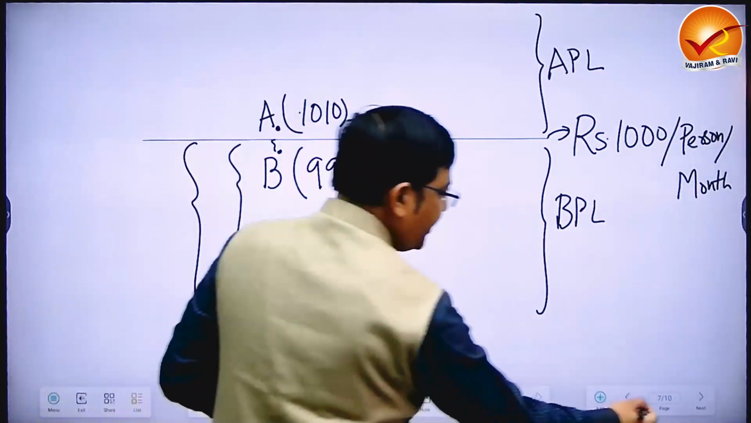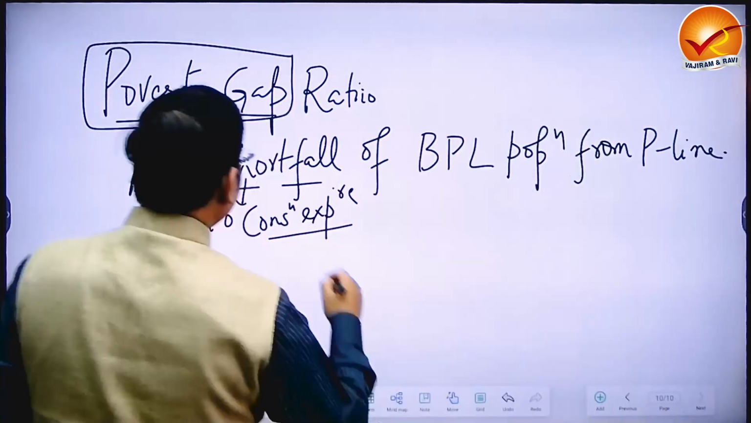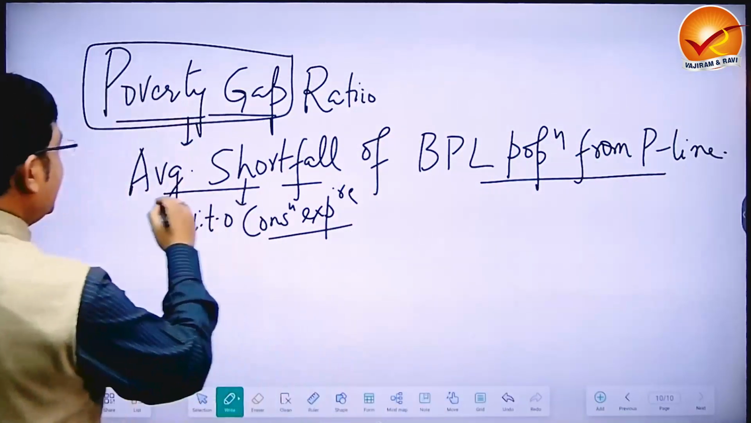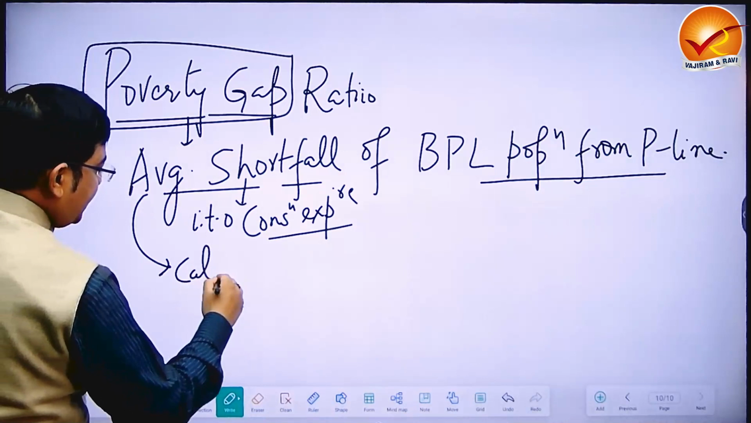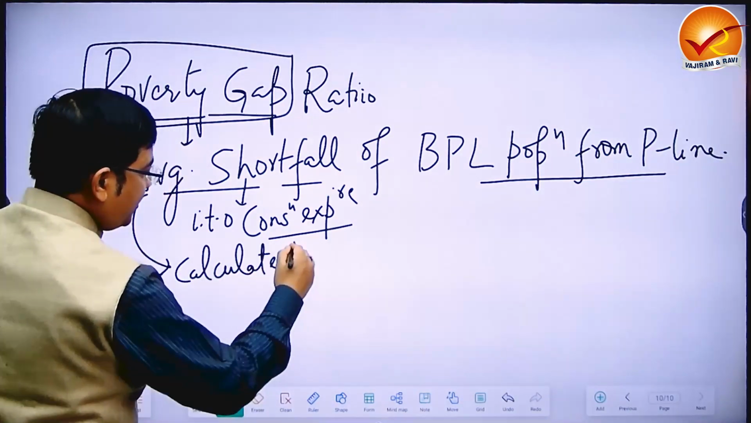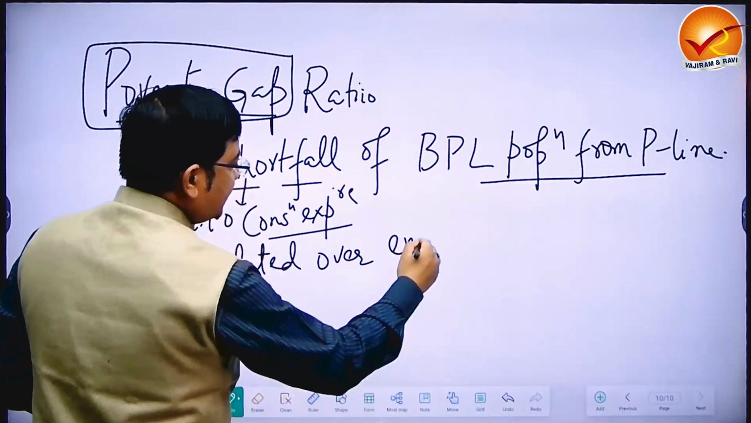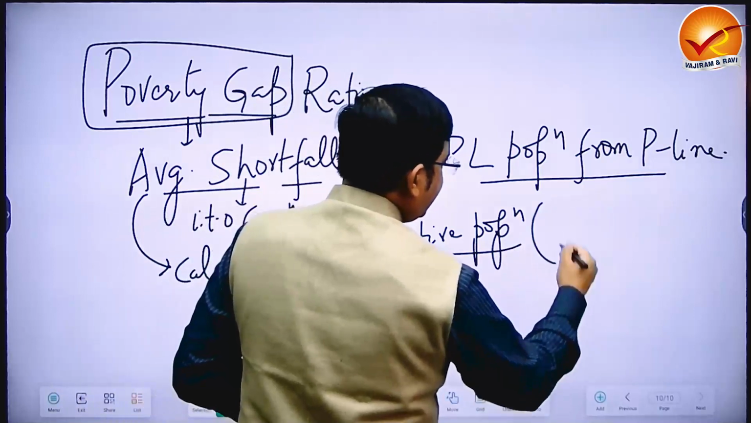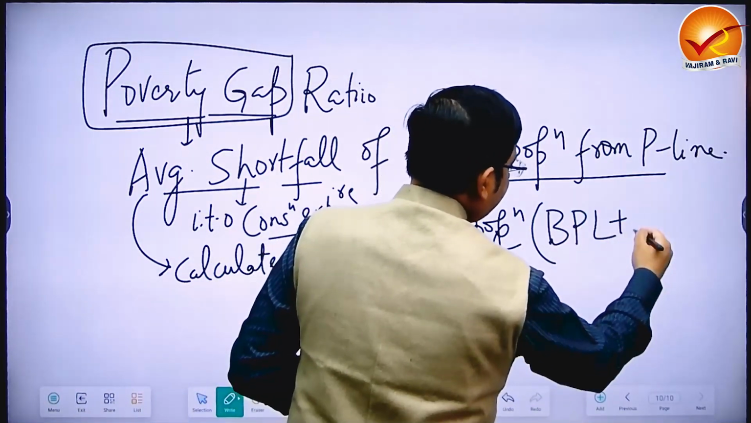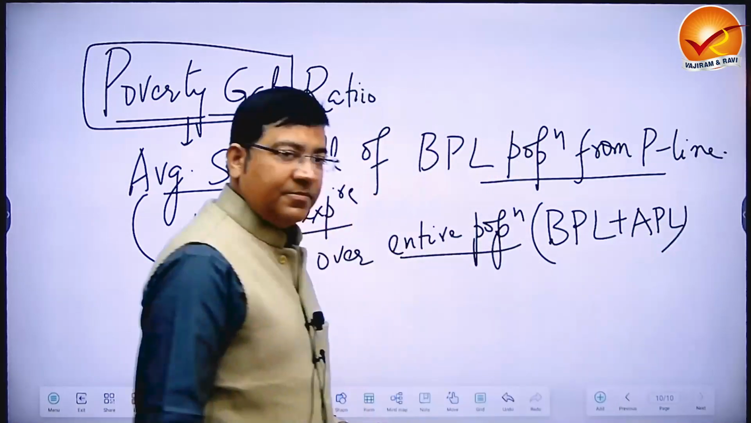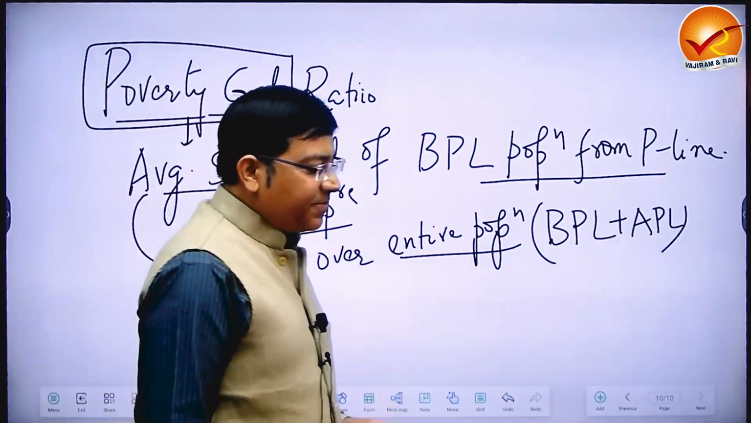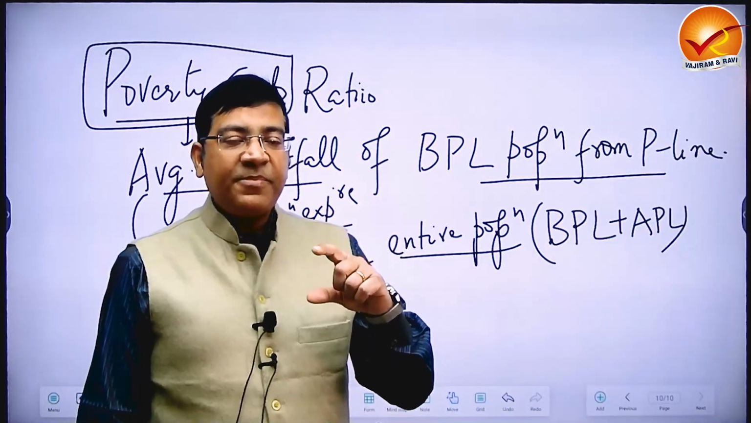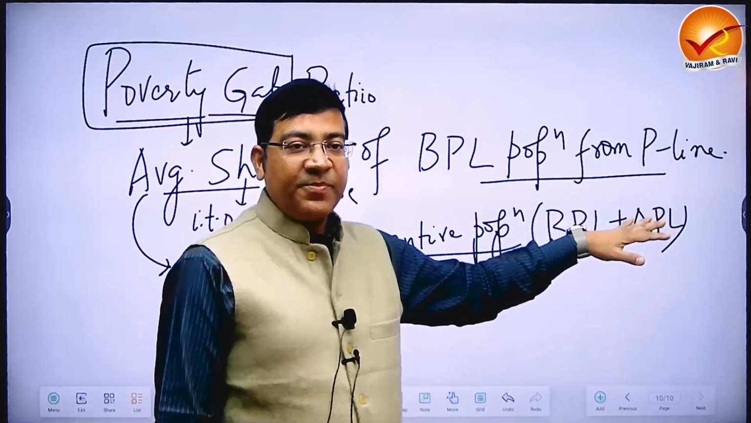But one thing needs to be clarified, which is that when we say average shortfall of the BPL population from the poverty line, this average is calculated over the entire population. Entire population as in BPL plus APL. A common person may think that it will be averaged only over BPL. No. We take the poverty gap and then average it over the entire population.